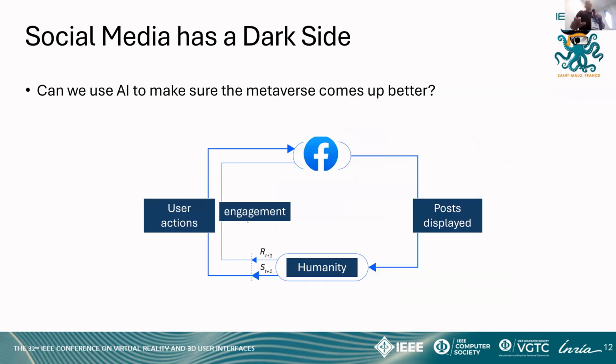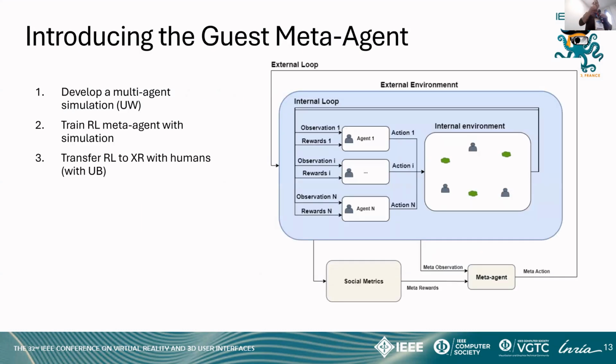So the simple idea is we should think about this kind of as an intelligent system, and maybe we can configure the AI to basically aim at different objectives which are more desired. So we explicitly control the objectives of the society we live in, or the metaverse, instead of the corporates, okay? And this is what we're doing in the Guest project, which is a European project.